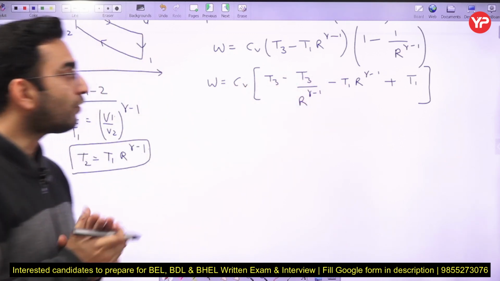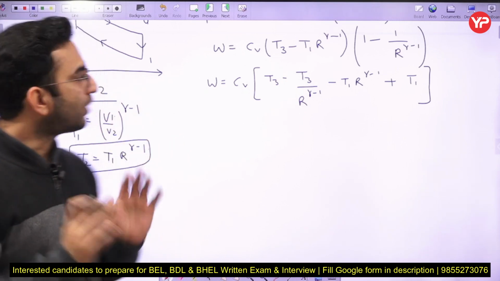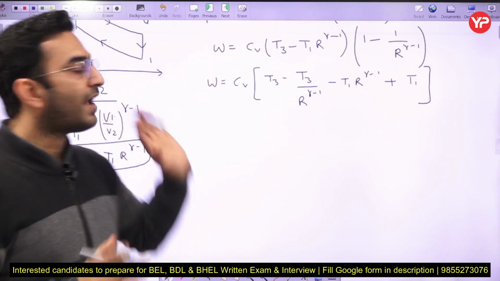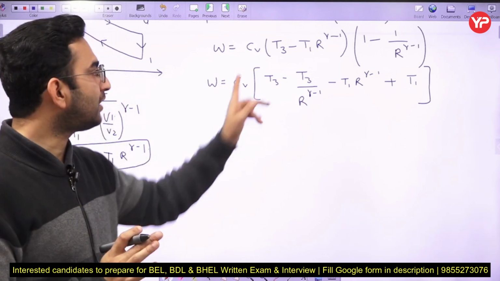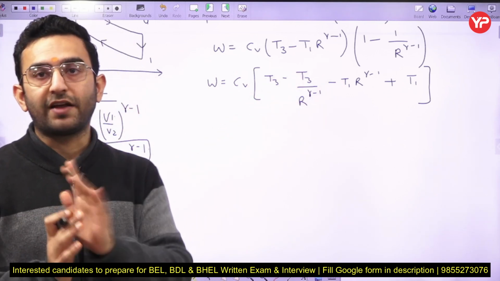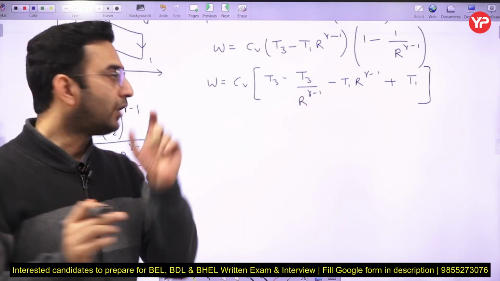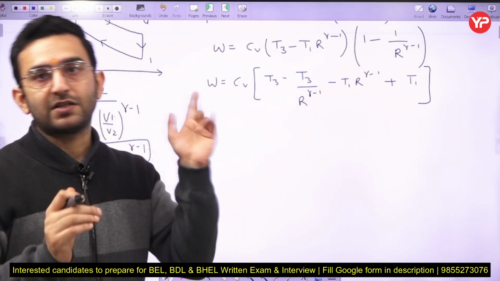So now what do you want to find out? You want to find out the value of the compression ratio for maximum work output. Here in this case Cv is constant with respect to temperature, and T3 and T1 are already constant. I am assuming the air as an ideal gas, so the value of gamma is also going to be constant. So there is only one parameter which can vary, that is the compression ratio.